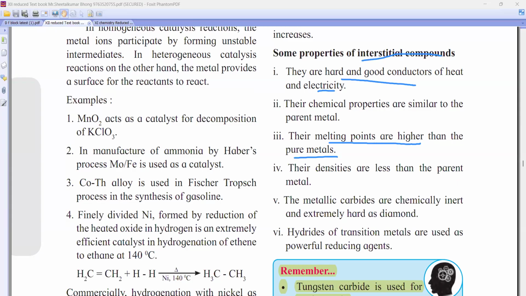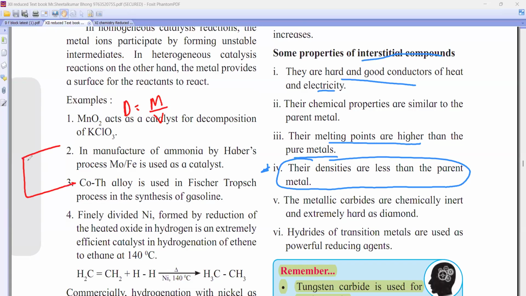This is a very interesting question. Their density is less. What is density? Mass upon volume. Now, suppose this is an interstitial compound. Earlier there were only these 6 atoms, so the mass is 6. The volume is the same, let us say 10. So the density should be 0.6, right?